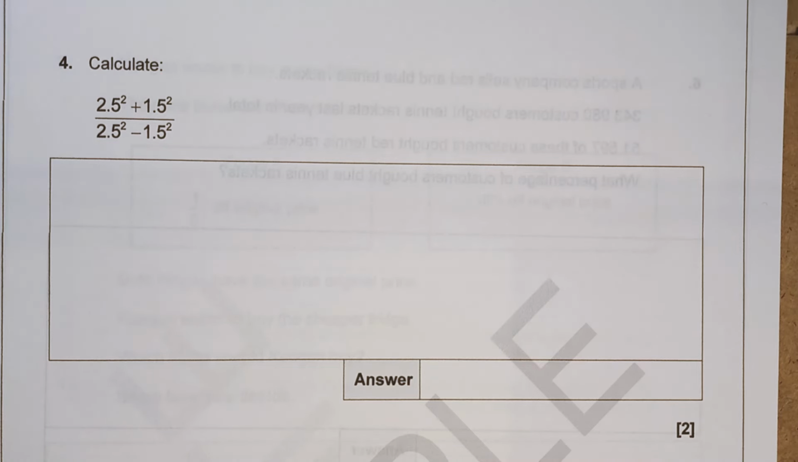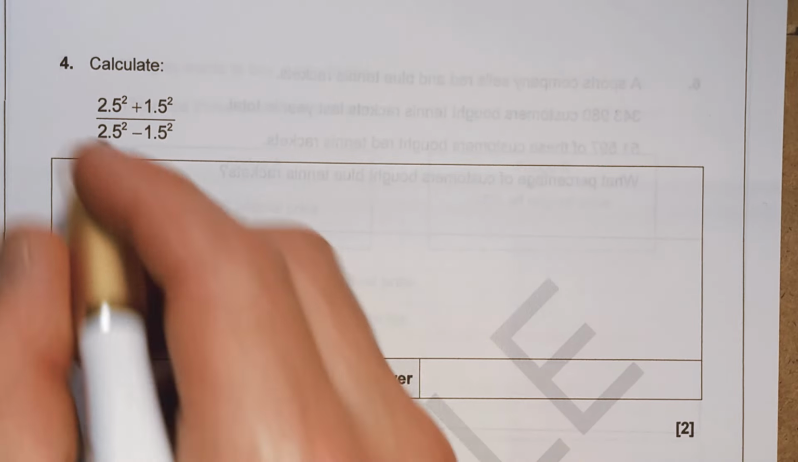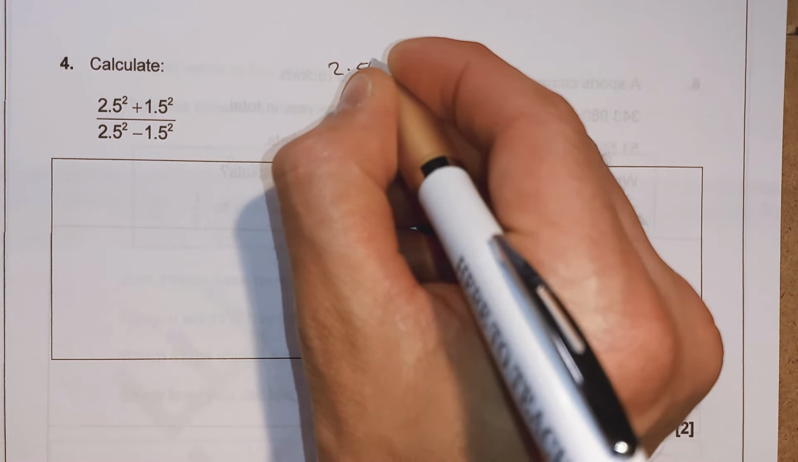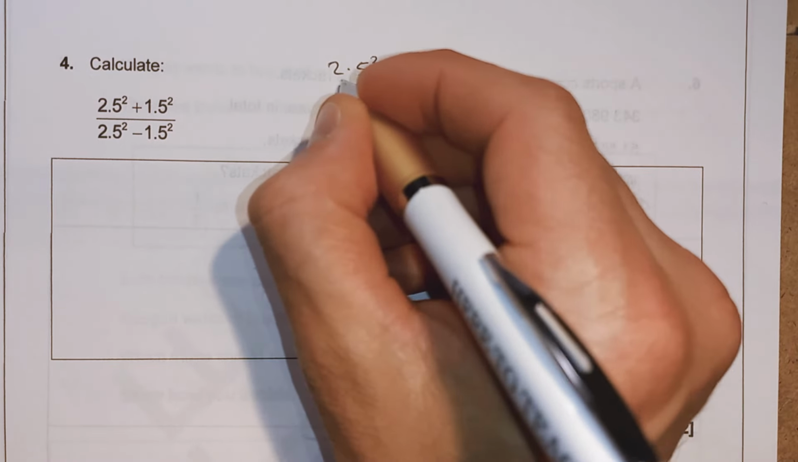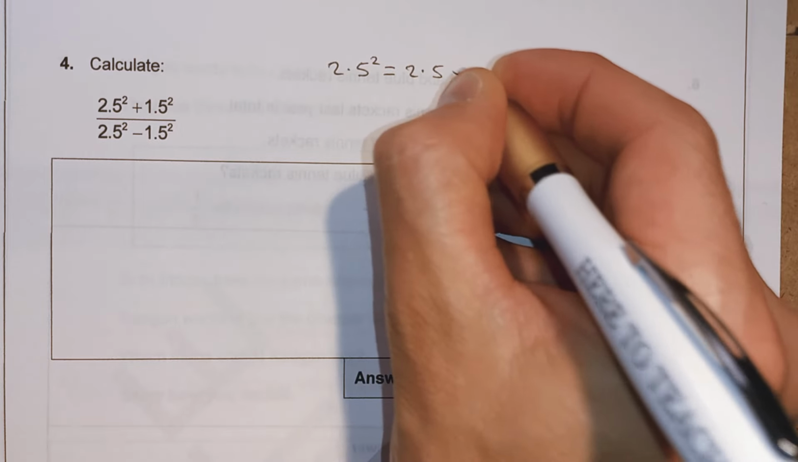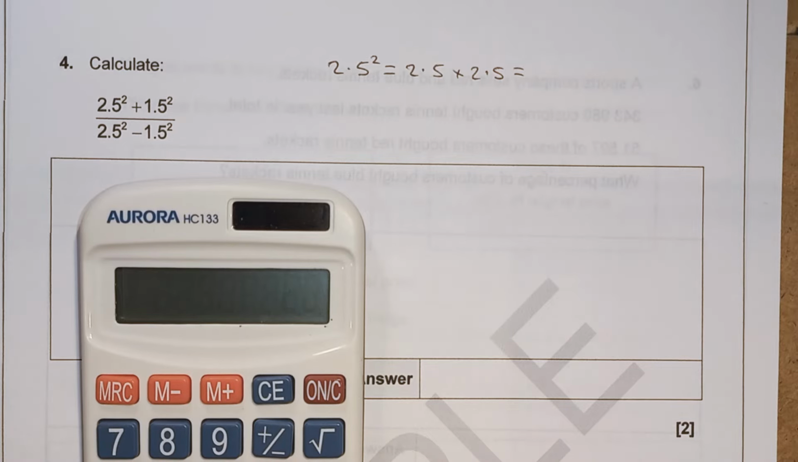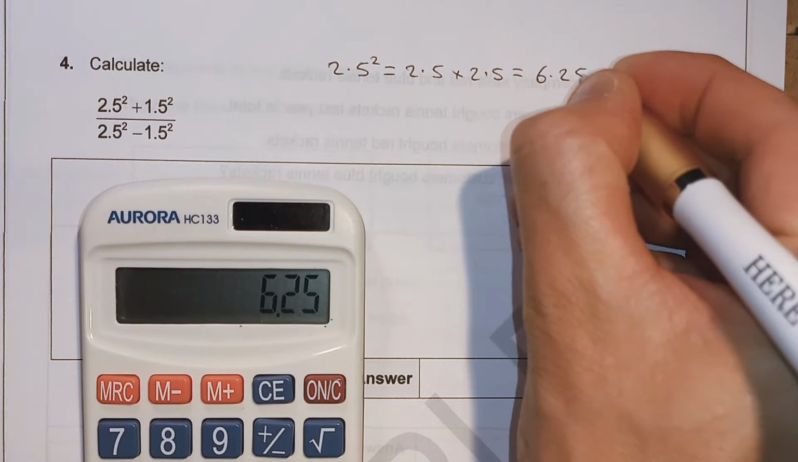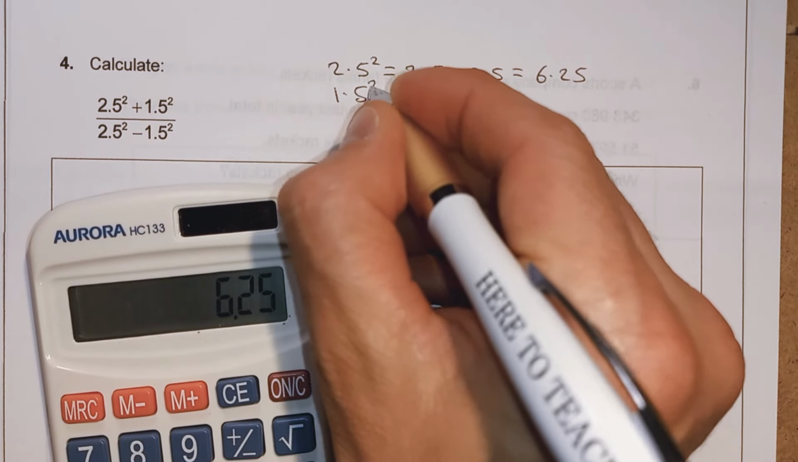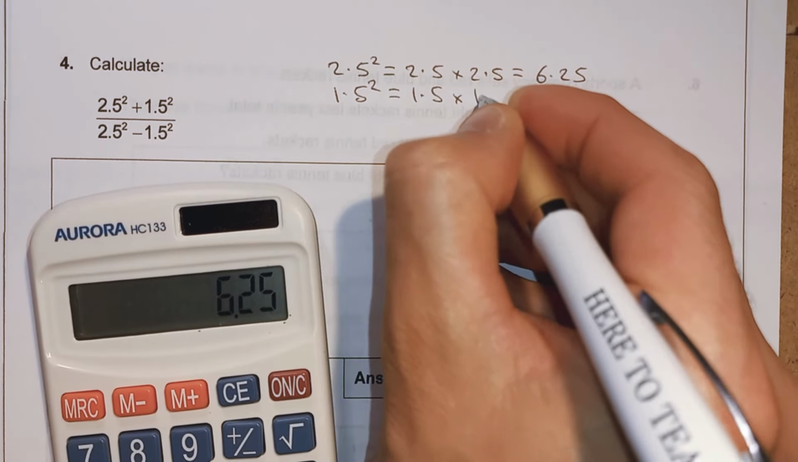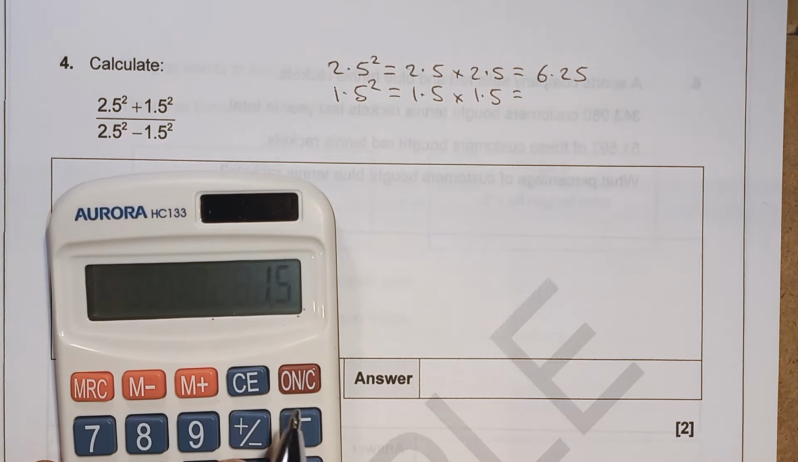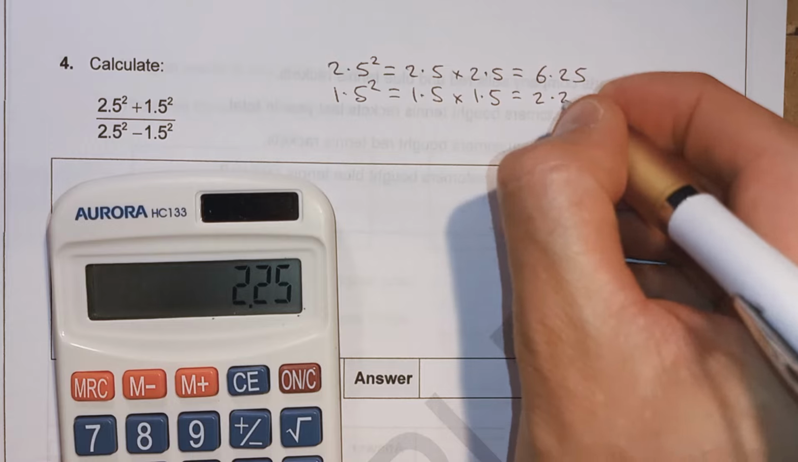Question 4. Calculate 2.5 squared plus 1.5 squared, all divided by 2.5 squared minus 1.5 squared. Remember, we can use our calculator. Actually, what I'm going to do is work out 2.5 squared separately. 2.5 squared means 2.5 times 2.5, which gives us 6.25. And we might as well work out 1.5 squared as well, because we're going to need that. So 1.5 times 1.5 is 2.25.